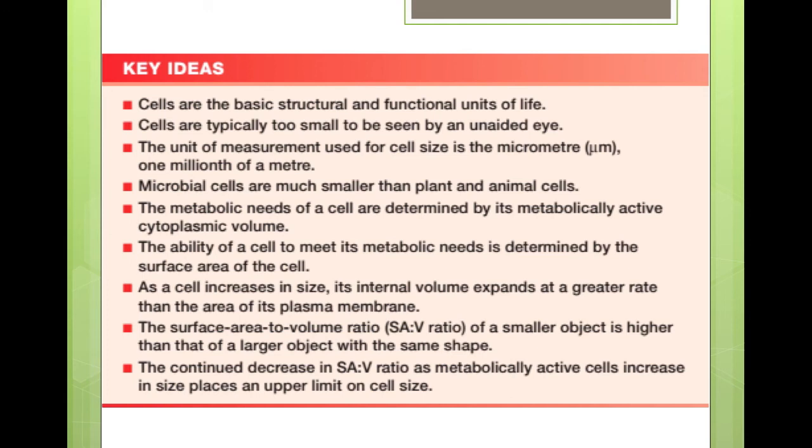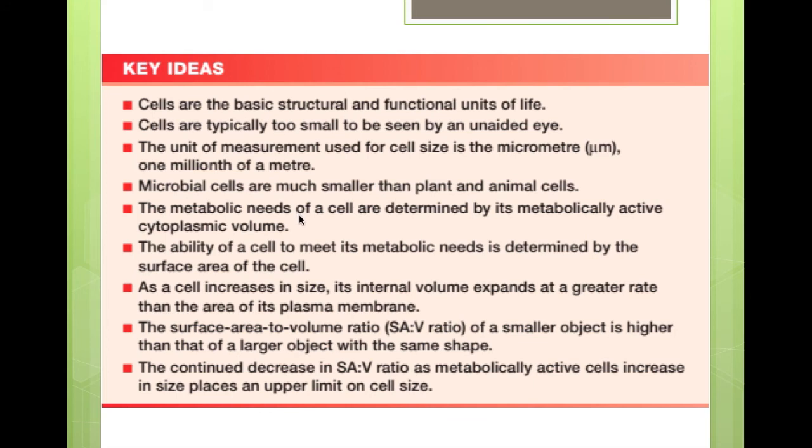Okay, so the key ideas for this first section is understanding that cells are the basic structural and functional units of life. They're typically too small to be seen by the unaided eye and are therefore microscopic. We can measure them using a range from micrometers, which is one millionth, to nanometers for smaller things. Microbial cells are smaller than plant and animal cells. The metabolic needs of a cell are determined by the cytoplasmic volume.